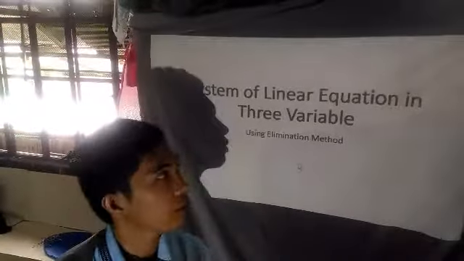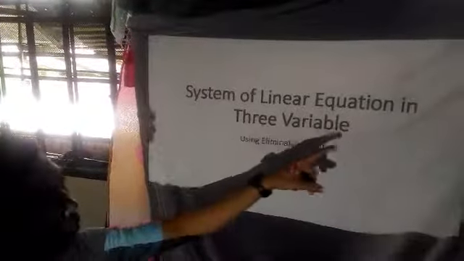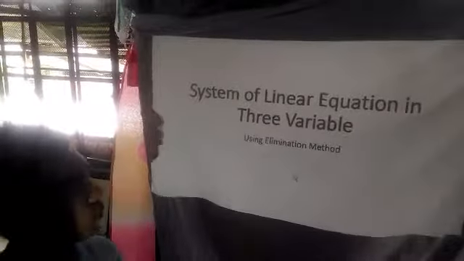Good day everyone. We have the system of linear equations in three variables using the elimination method. So we have our three variables, equation 1, equation 2, and equation 3. So equation 1 is 2x plus 3y plus z equals 8. And equation 2 is 5x plus 2y minus 3z equals negative 13. And equation 3 is x minus 2y plus 5z equals 15.